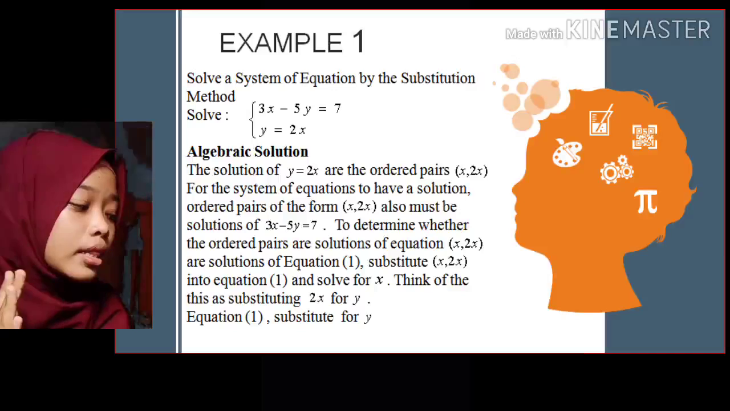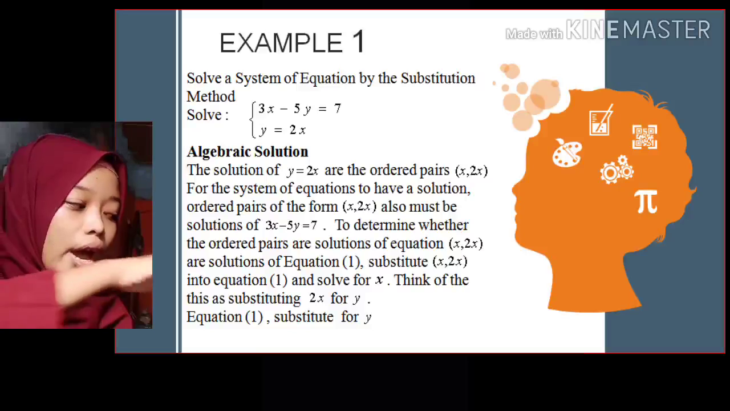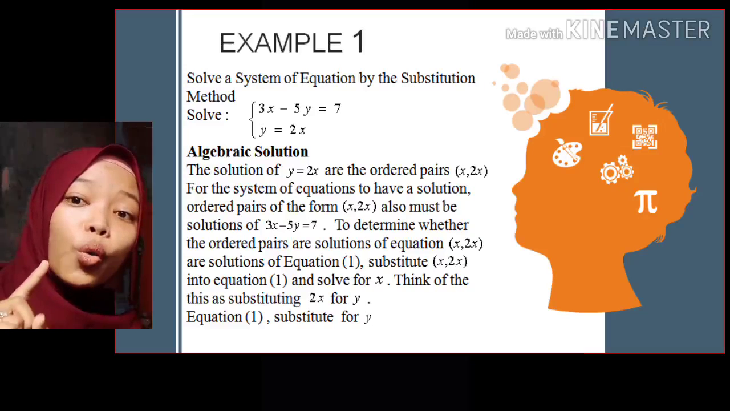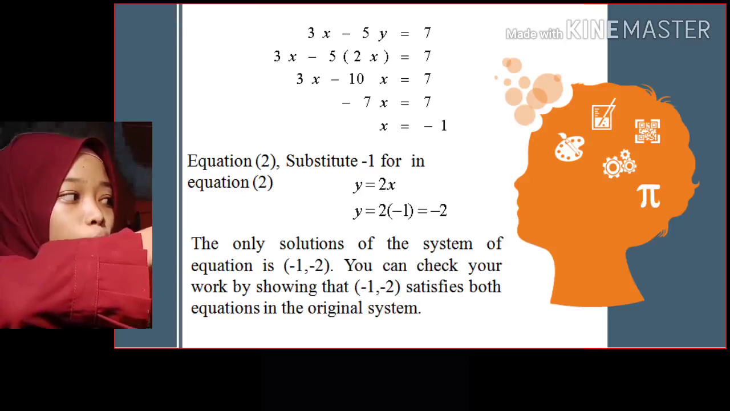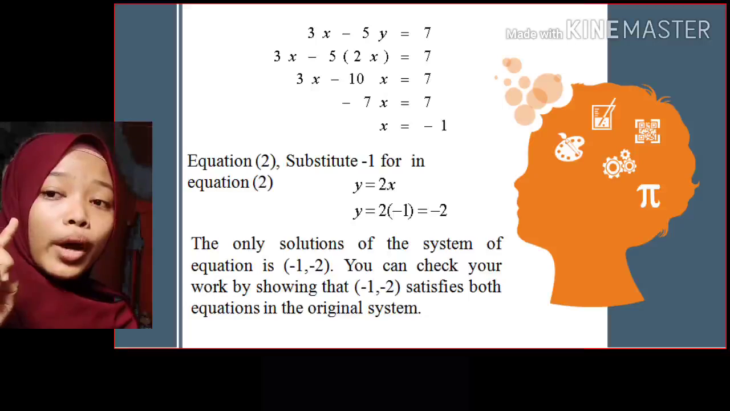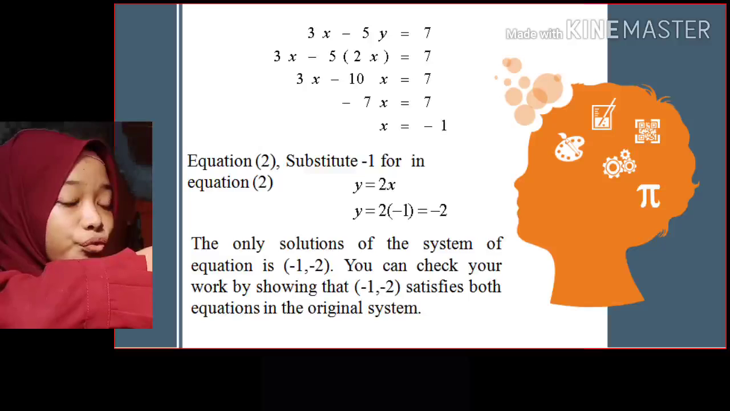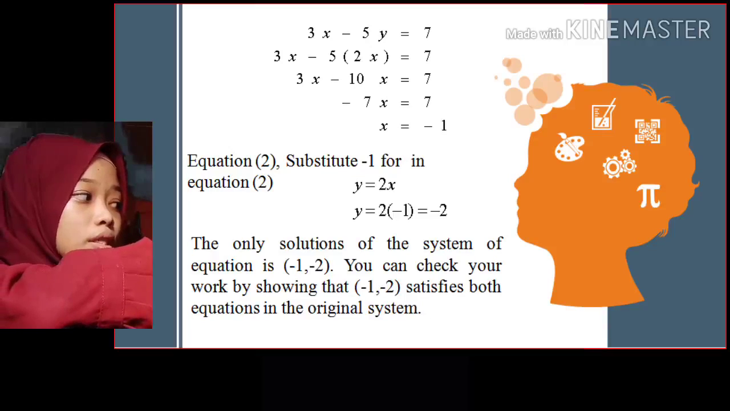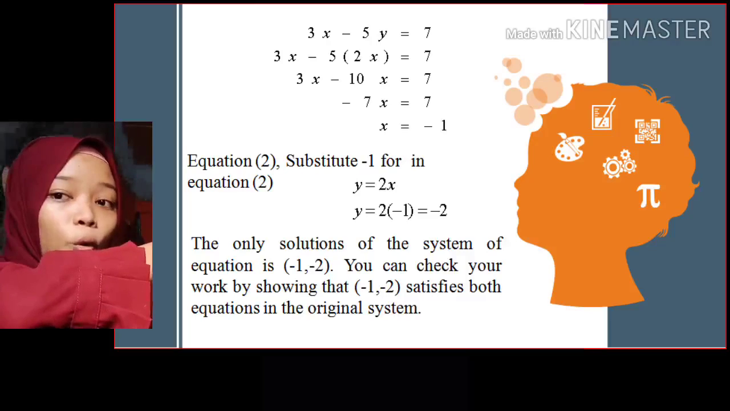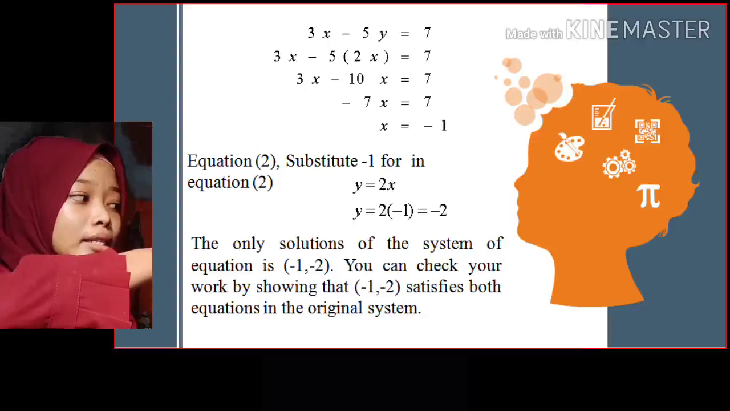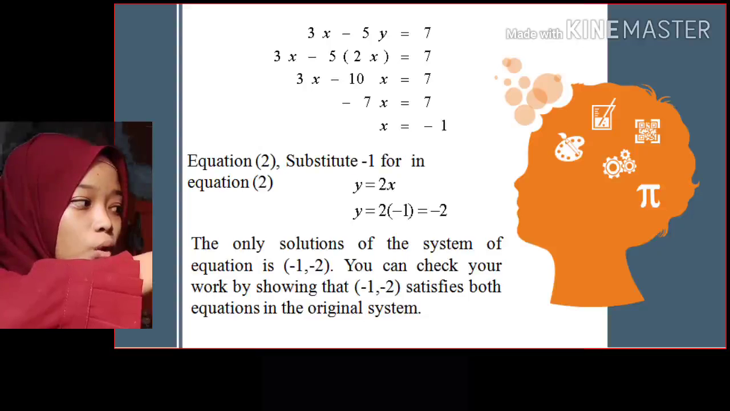Think of this as substituting 2x for y. Equation 1 is 3x minus 5y equals 7, and then substitute 2x for y in equation 1. 3x minus 5 times 2x equals 7, and then 3x minus 10x equals 7, -7x equals 7, and the result is x equals -1.